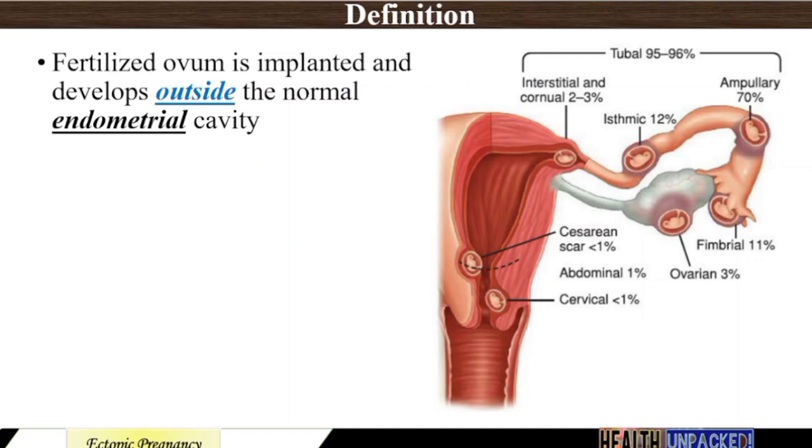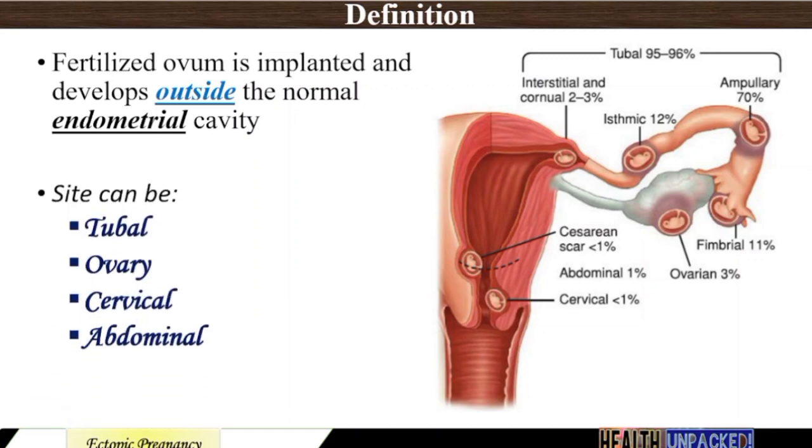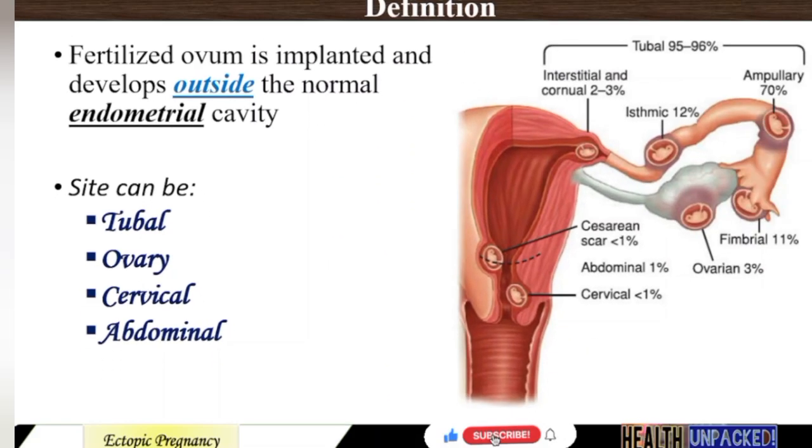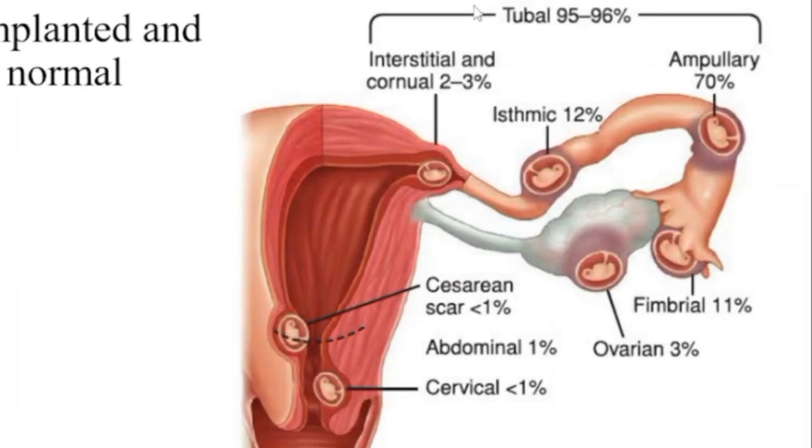So it has different sites. It could be tubal, ovarian, or it could be cervical or abdominal. The tubal one is the most common. It's around 95 to 96% is the tubal ectopic pregnancy.